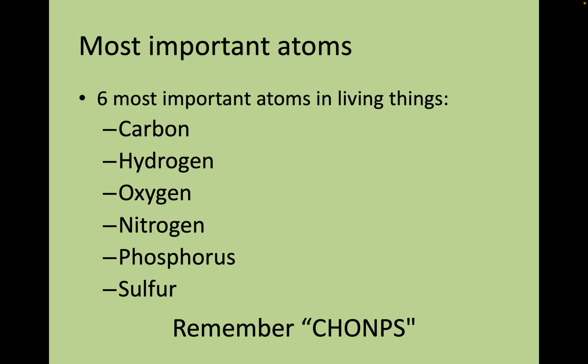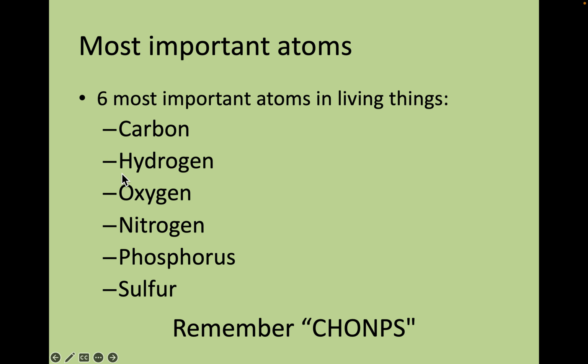Last thing, there are 6 important atoms. We're going to get out a periodic table and highlight them. They're that important. You don't have to worry about the other 180 whatever there are. Just these 6. It's all you need for biology. Carbon, hydrogen, oxygen, nitrogen, phosphorus, sulfur. CHNOPS. Remember CHNOPS. Or SPONCH is another one.